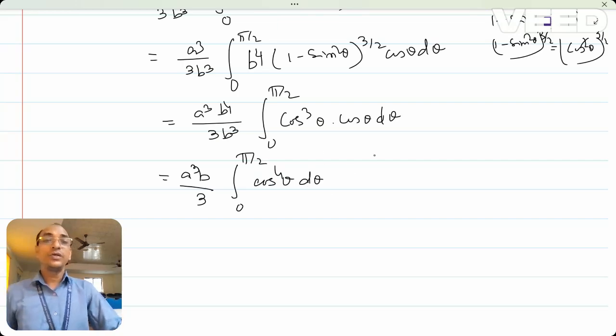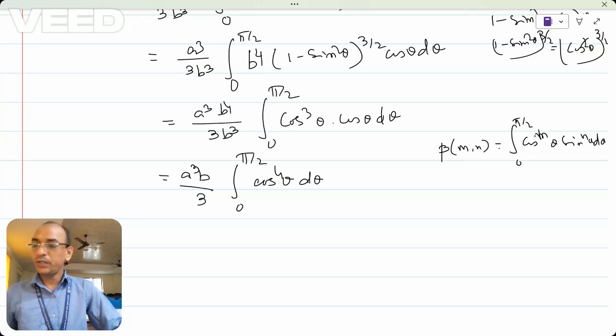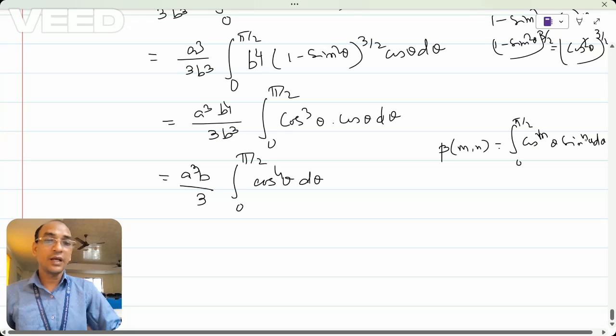Okay, so this is equivalent to your beta function. Beta of m, n is integration 0 to pi by 2 cos m theta sin n theta d theta. So that formula we can apply here. So here sin n means n equal to 0. n equal to 0. So we can write it like this.